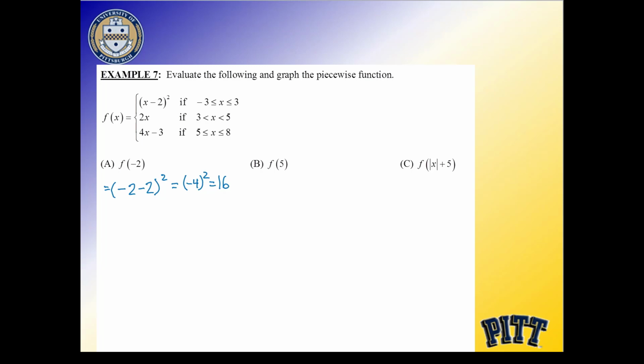So if I evaluate f of 5 at this point, I'm going to plug 5 into the bottom function and carry it through. 4 times 5 minus 3, which is 20 minus 3, which equals 17.